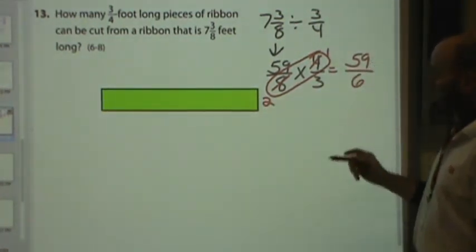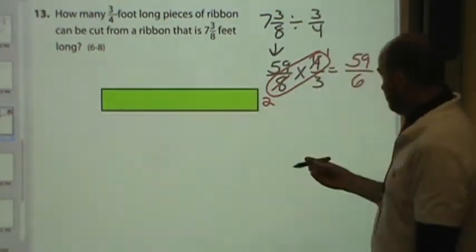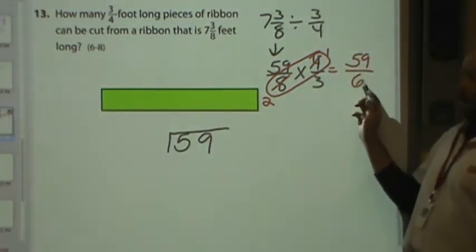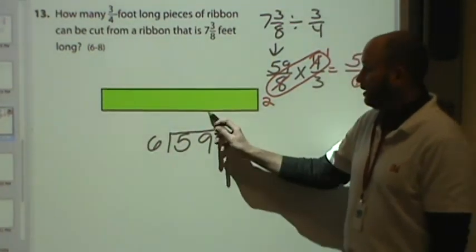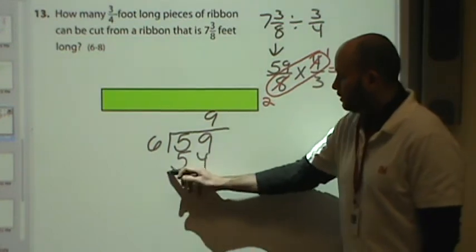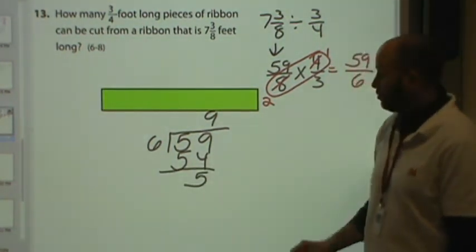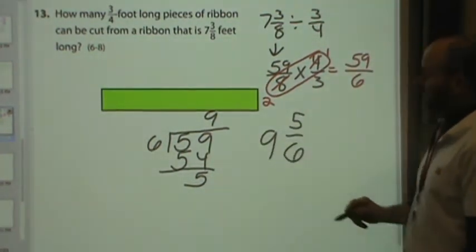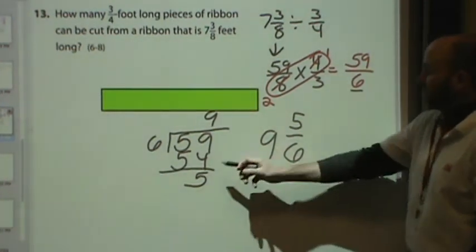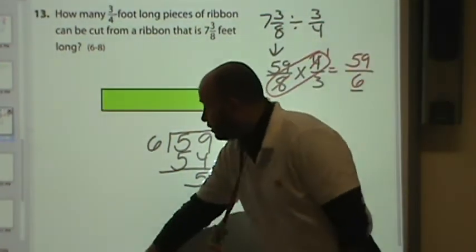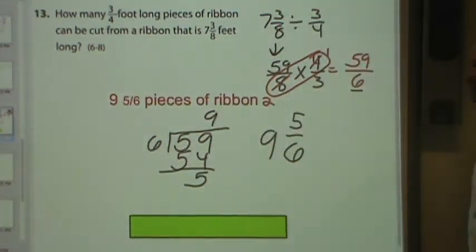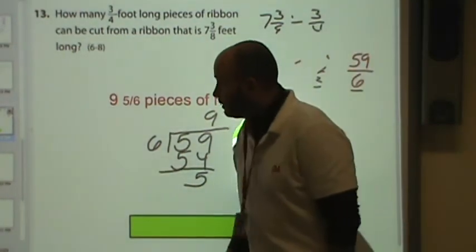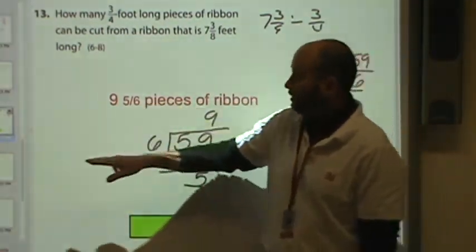So now we have an improper fraction, and they want whole number pieces and parts, so we would take 59 and divide it by 6. 6 will go into 59 9 times, that will give you 54. Subtract, and you have 5 remaining, so your answer will be 9 and 5/6 of a piece. 6 is your denominator, 5 is your remainder, 9 is your whole number. So the answer would be 9 and 5/6 pieces of ribbon.